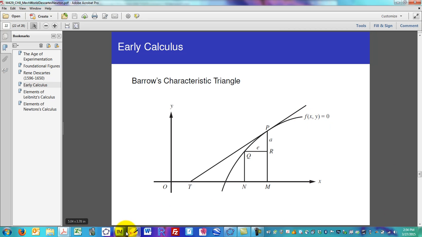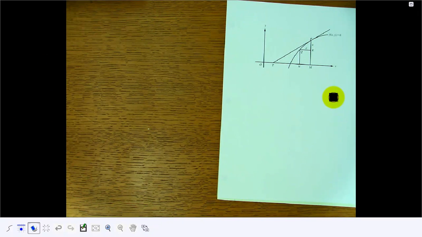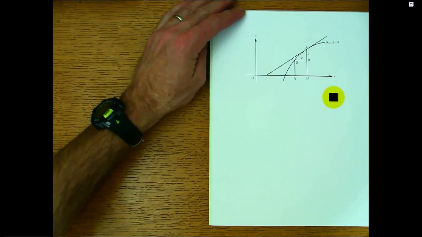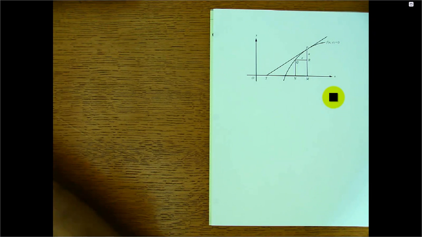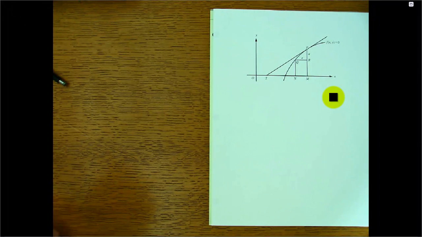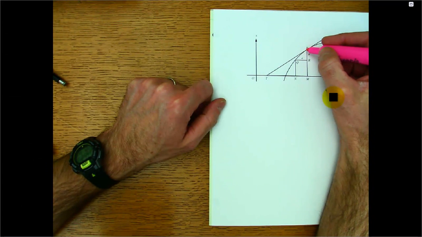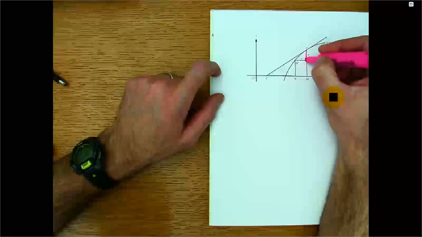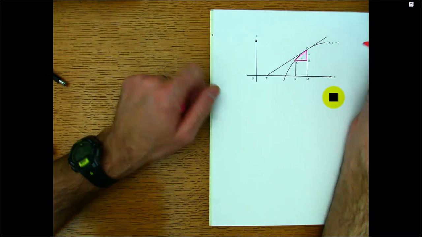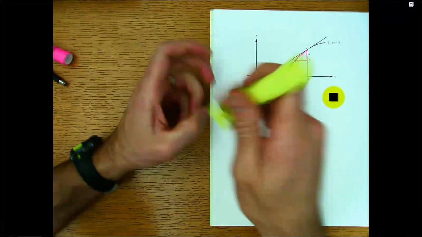So I'll switch over to talk about what this looks like in a more formal sense, on a piece of paper. How does Barrow's characteristic triangle work, and what's the logic behind it? When we're talking about Barrow's characteristic triangle, we're talking about an approach to find the slope of the tangent at P. The characteristic triangle in question, which I'll draw in pink here, is this one, PRQ.